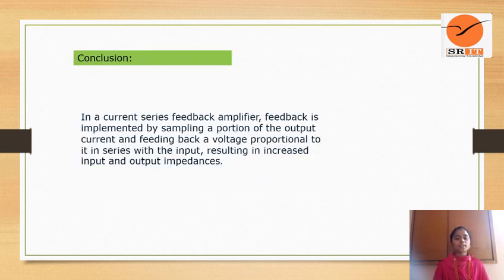Conclusion. In current series feedback, feedback is implemented by sampling a portion of the output current and feeding back a voltage proportional to it in series with the input, resulting in increased input and output impedances.